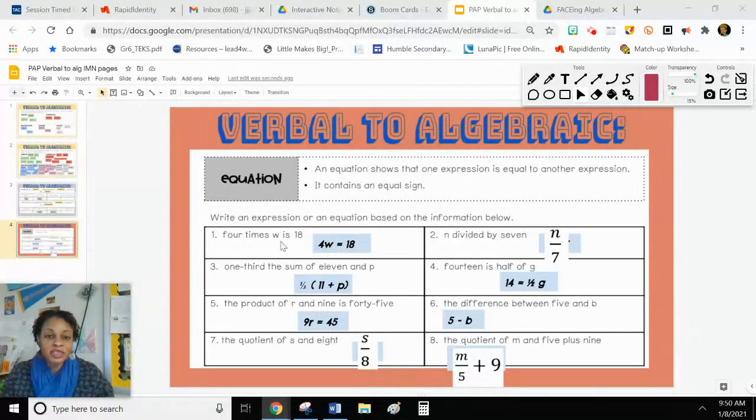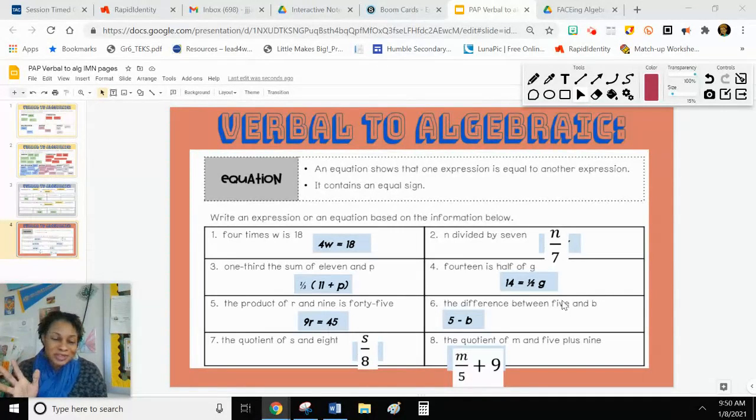So the first one says 4 times W is 18. So I know that's an equal equation. So 4 times W equals 18. Then we had N divided by 7. Remember, fractional form. N is our numerator, 7 is our denominator. The next one, 14 is half of G. 14 equals 1/2 G. So 14 is, that's an equal sign, half of G. That's half times G. Or you could have made G the numerator and 2 the denominator.